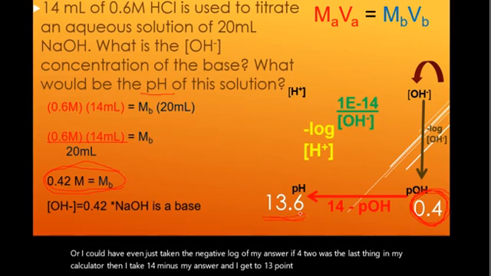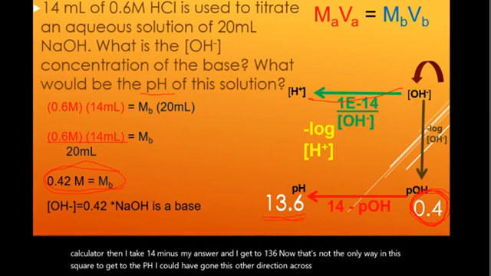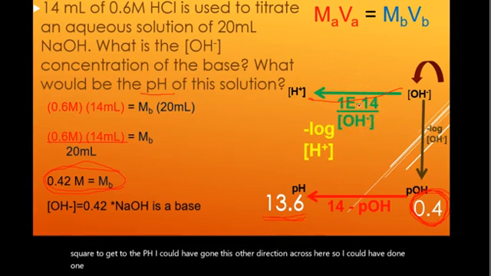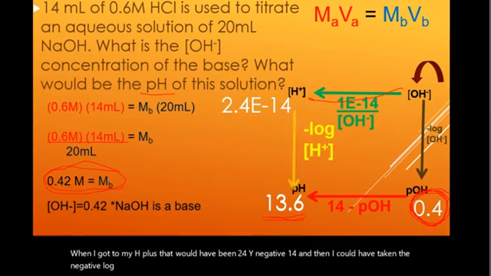Now that's not the only way in this square to get to the pH. I could have gone this other direction, across here. So I could have done 1 times 10 to the negative 14 divided by 0.42. When I got to my H plus, that would have been 2.4 E negative 14. And then I could have taken the negative log of my answer. And by the way, that still brings me right back to 13.6.